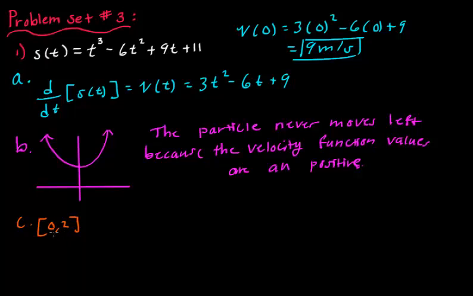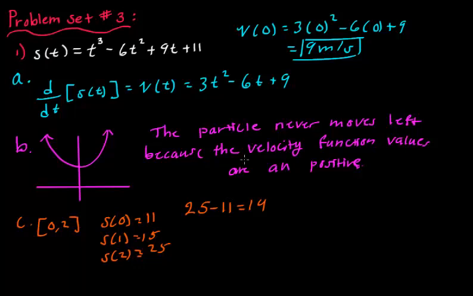So I did s of 0, s of 1, and I pre-did these before making this video, so I don't want to waste time using my calculator. So s of 0 I got 11, s of 1 I got 15, and for s of 2 I got 25. So our origin is 11, and this seems like a linear pattern here. So we could just say 25 minus 11 is going to give us our total distance traveled, and that's 14.